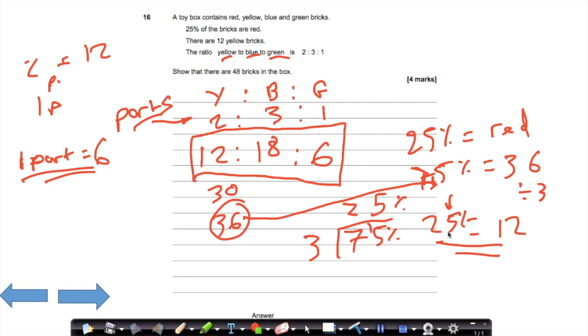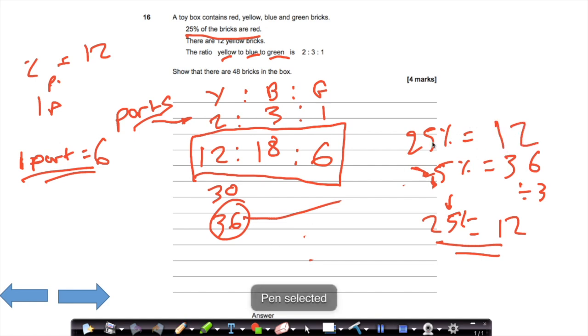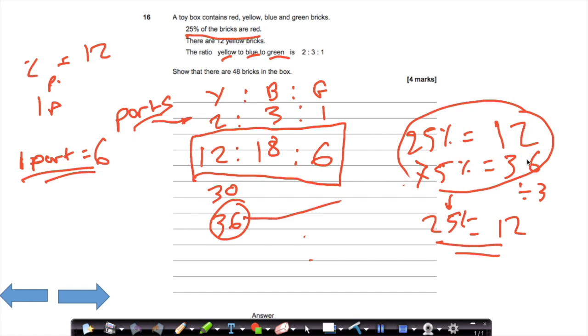So therefore, we know that if 25% of the bricks are red, as we were told up here, then, if we know 25% is 12, then there are 12 red bricks. So if there are 12 red bricks, and 36 of every other colour, then 25% plus 75% is 100%. So all of them, i.e. 100%, will be 12 plus 36, which is 48.